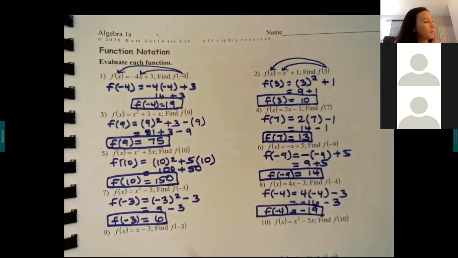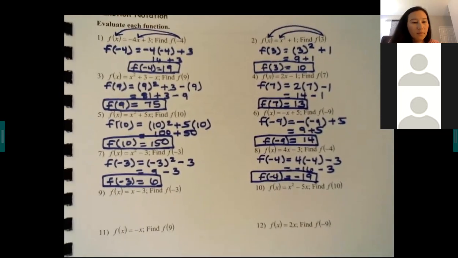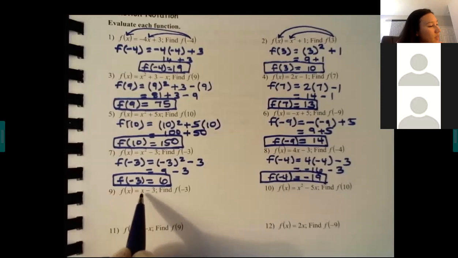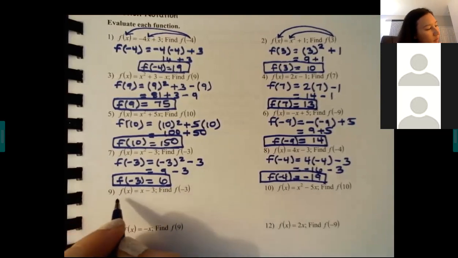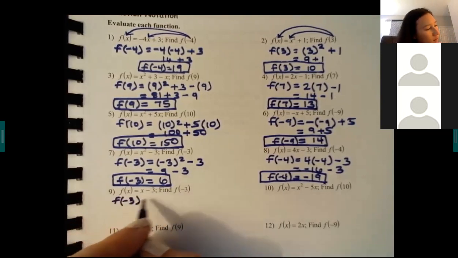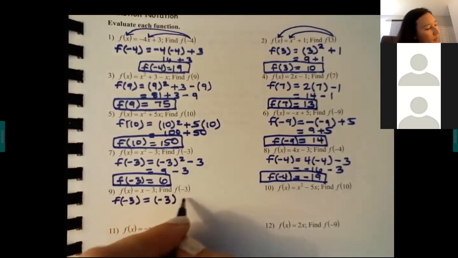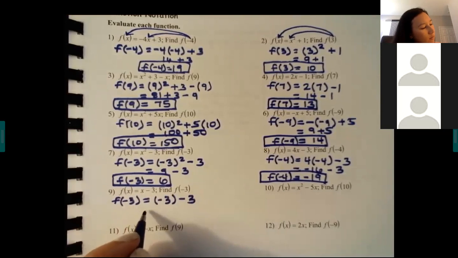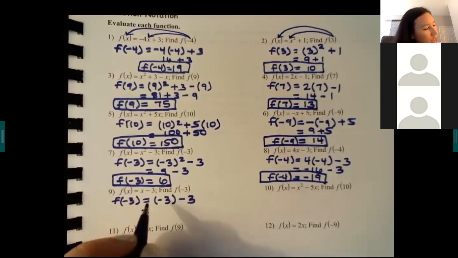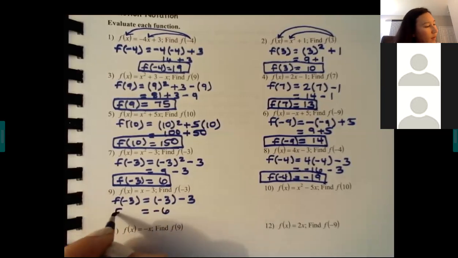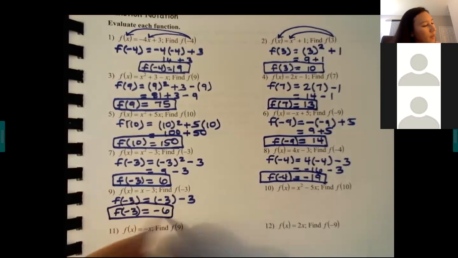Okay, let's just do 2 more. Then we have f of x equals x minus 3. So Cheyenne, can you help me with number 9? So you're going to put -3 into each x. Good. Perfect. And then so we have -3 minus 3, which is -6. Excellent. Very good, Cheyenne. So f of -3 equals -6.